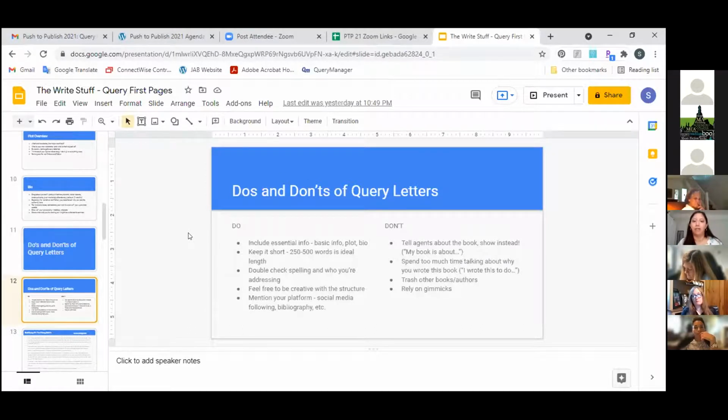And on the same note, don't spend too much time talking about why you wrote this book. I obviously do want to hear if this story has a personal connection to you. If you're writing a story that's loosely based on your life, or an event that affected you deeply, you can have a line or two of that, this is based on my life, or this is an issue I care deeply about. But again, don't spend the whole paragraph saying, I wrote this book to change lives. That doesn't tell me anything about the actual book you wrote.